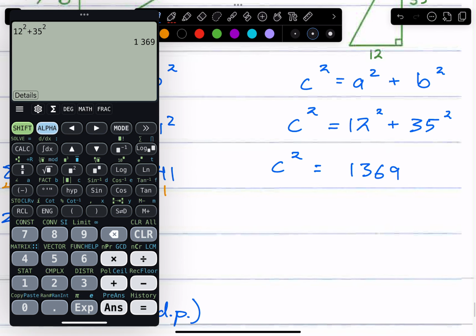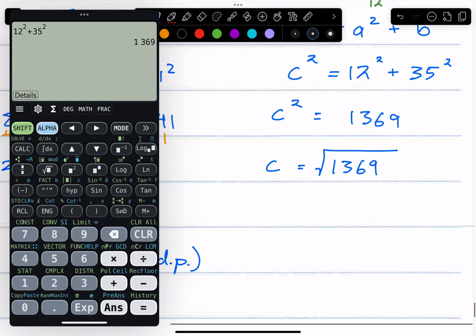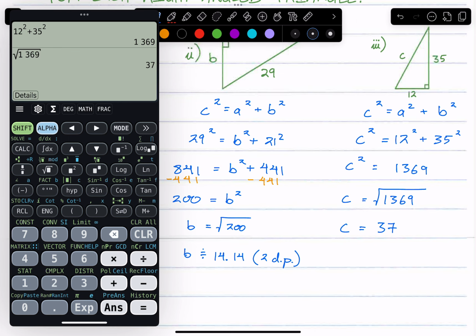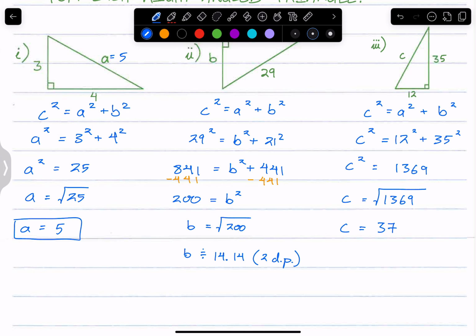And then from here, we take the square roots of both sides. So square root of 1369, and that we can type into our calculator. Square root of 1369 is exactly 37 centimeters or millimeters, whatever it might be in the problem.